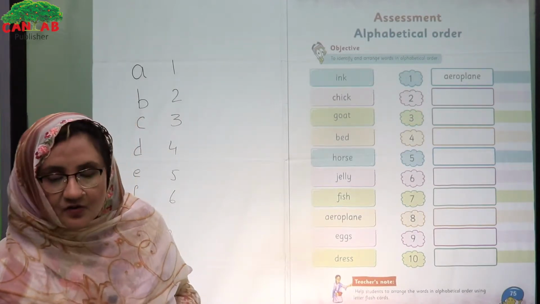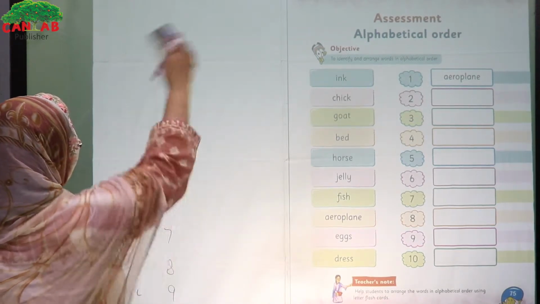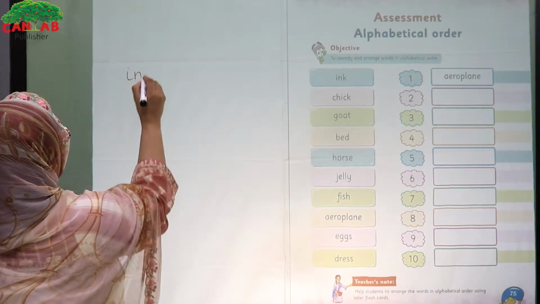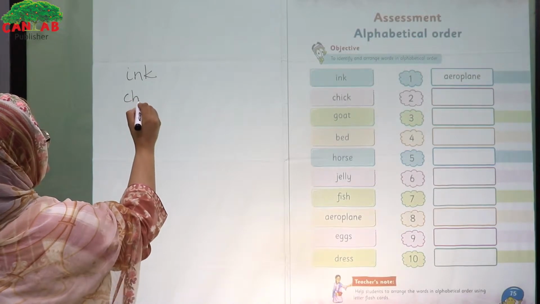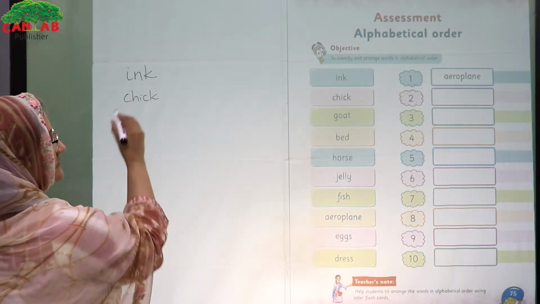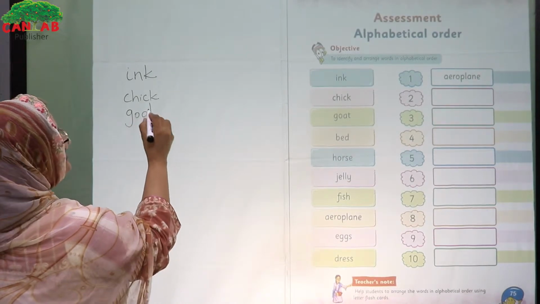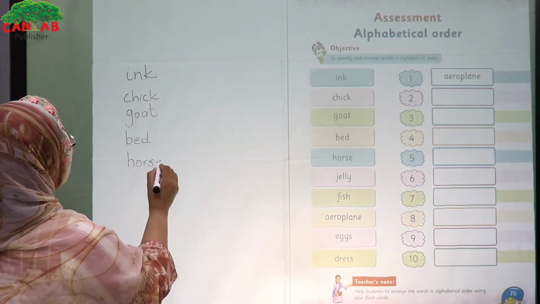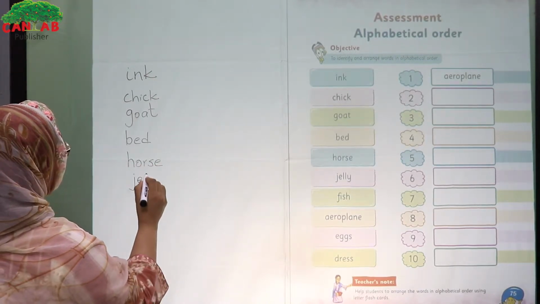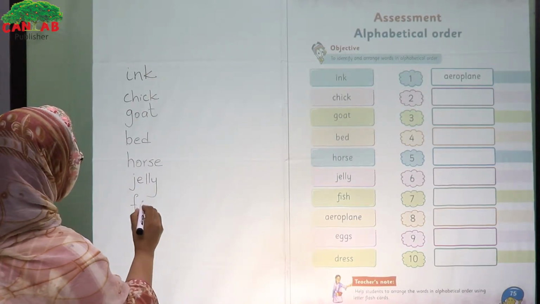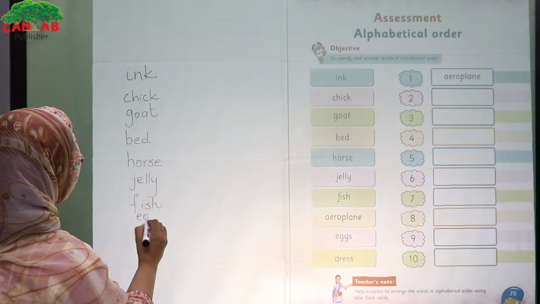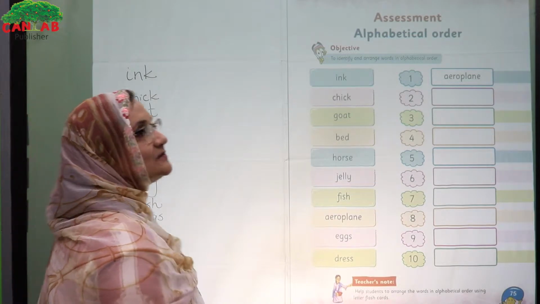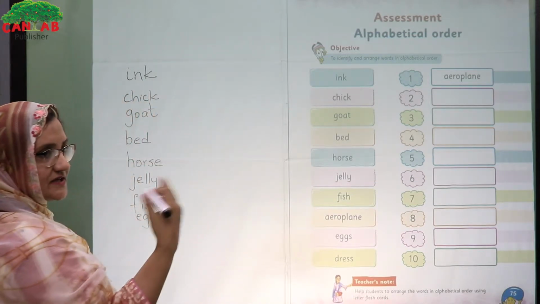Are you? Yes, good. Now look at the board. What am I going to do? I am writing some words here and you have to read the words. Read: ink, trick, goat, bad, horse, jelly, fish, eggs.